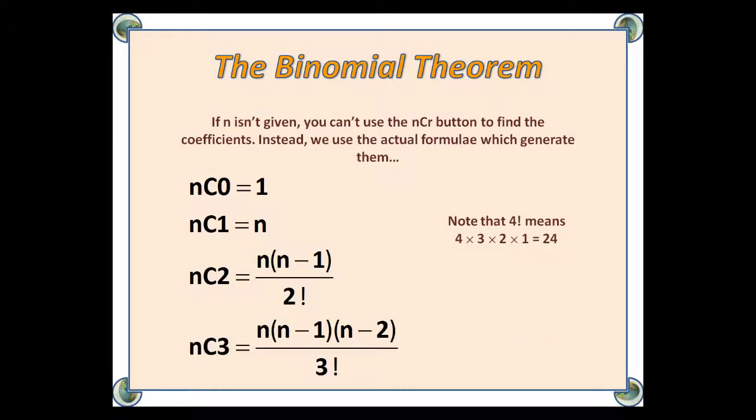If n isn't given, you can't use the nCr button to find the coefficients, fairly obviously. So instead, we can use the actual formulae which generate them. nC0 is always 1, and nC1 is always n. nC2 is always n times (n - 1) divided by 2 factorial. And note that 4 factorial, for example, means 4 times 3 times 2 times 1, which is 24. nC3 is n times (n - 1) times (n - 2) over 3 factorial, and so on.